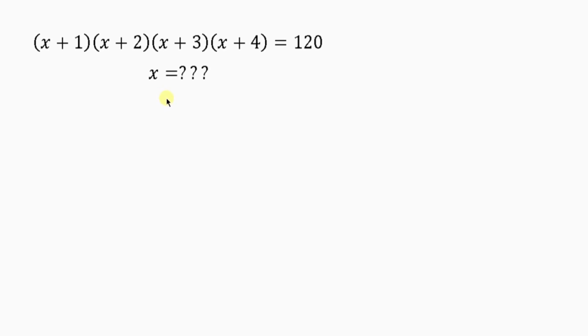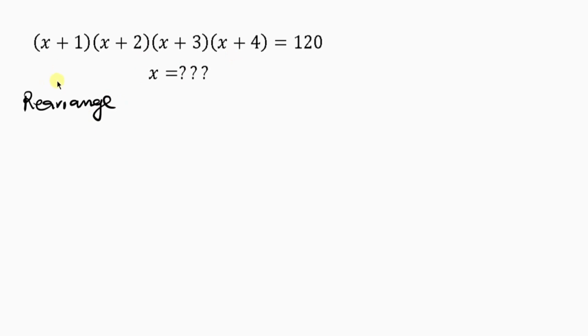That means x is not supposed to have just one value, but it's supposed to have 4 values, because we have 1, 2, 3, 4. So 4 values of x, and that is what we're going to be doing here. So our first step will be for us to rearrange the given expression.